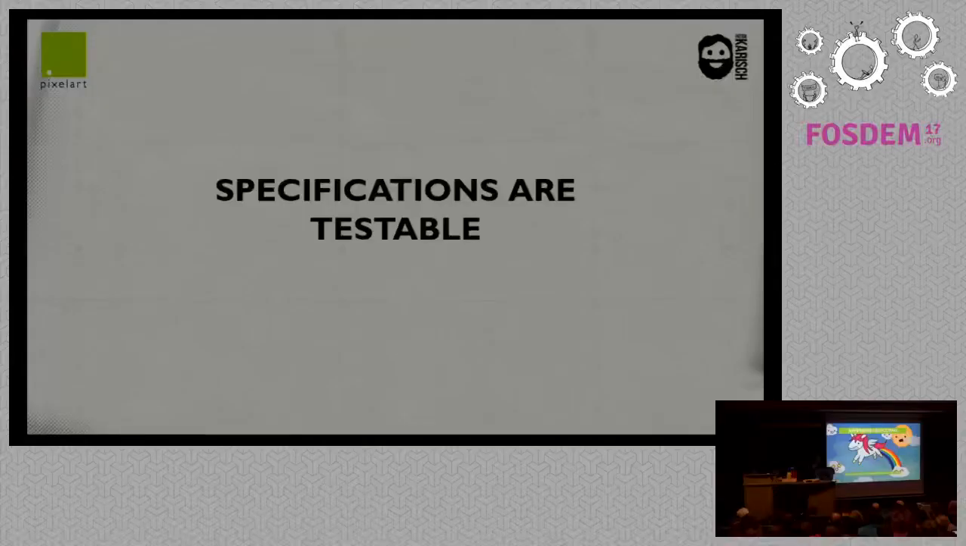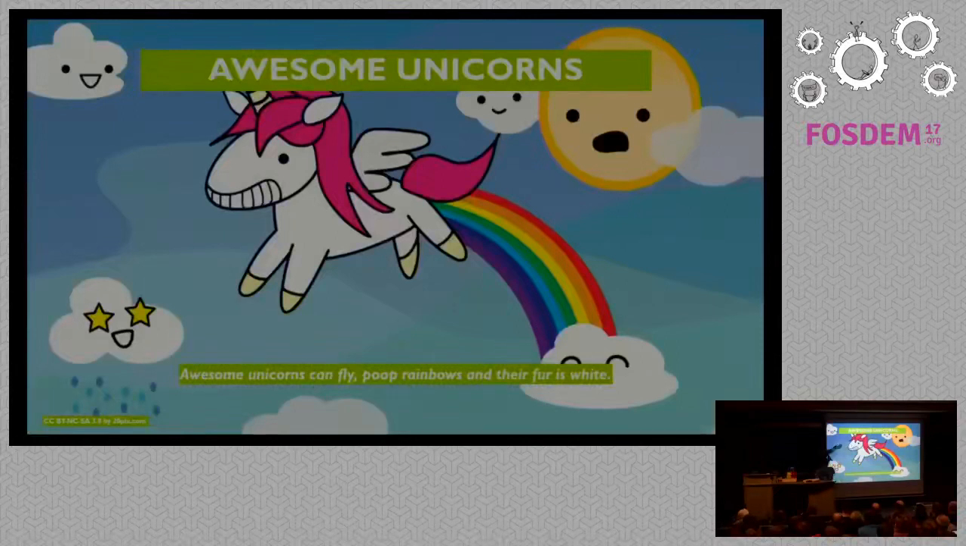So, back to Klaus. We define a business rule for today: an awesome unicorn. The awesome unicorn can fly, of course, like Klaus does. It poops rainbows in the color white. That's an awesome unicorn, and that is a business rule.